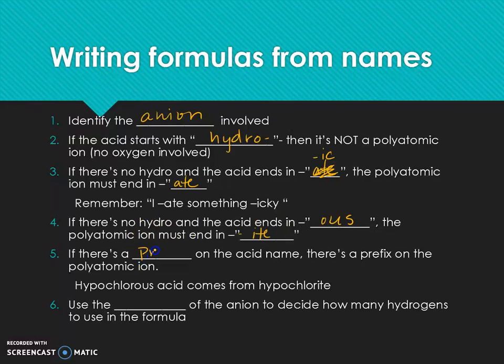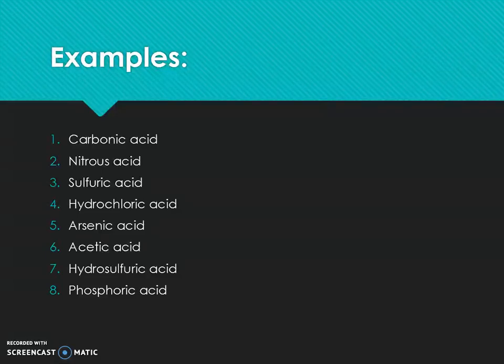If there is a prefix on the acid name, that's because there's a prefix on the polyatomic ion, such as hypochlorous comes from hypochlorite. Perchloric acid would come from perchlorate. And then you use the charge on the anion to decide how many hydrogens you're going to have in your formula. So if the charge on the anion is -2, then you have 2 hydrogens. All right, just some examples. We'll go through them very quickly.